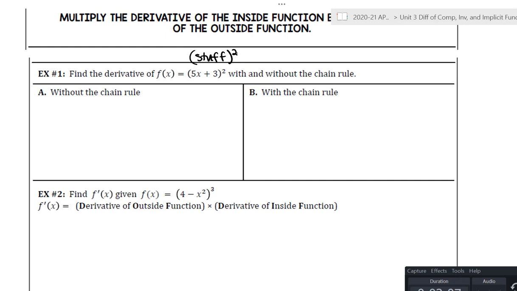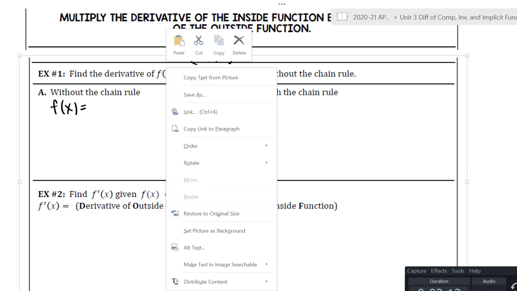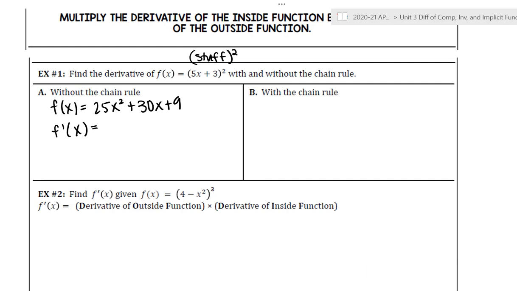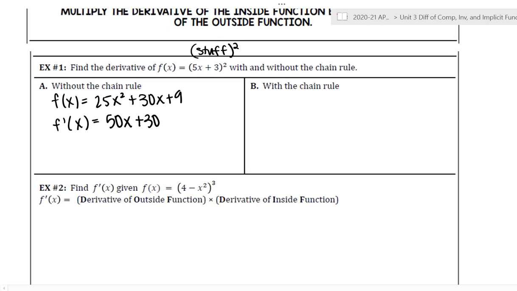Without the chain rule, you guys know that you would fully expand, and you would say, all right, I know f of x is 25x squared plus 30x plus 9, and then f prime of x is going to be 50x plus 30. So now let's look at it with the chain rule. That one was pretty straightforward.